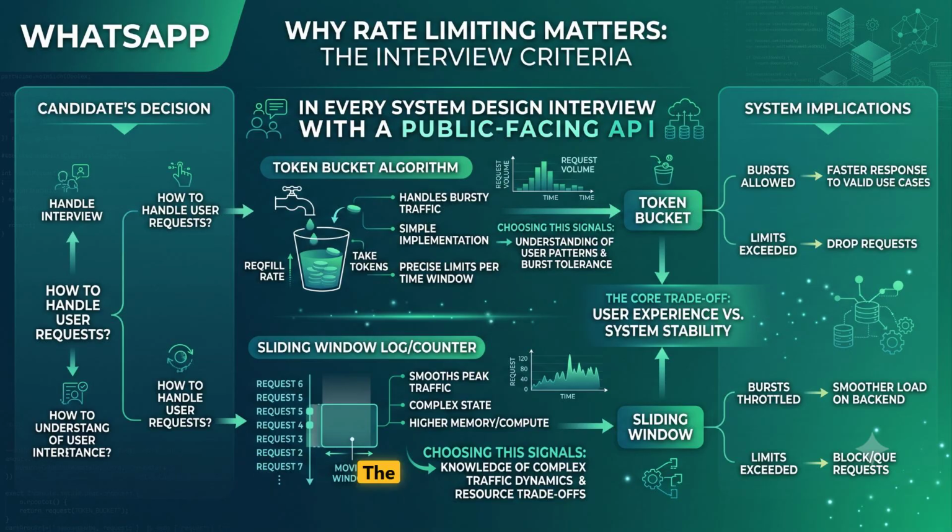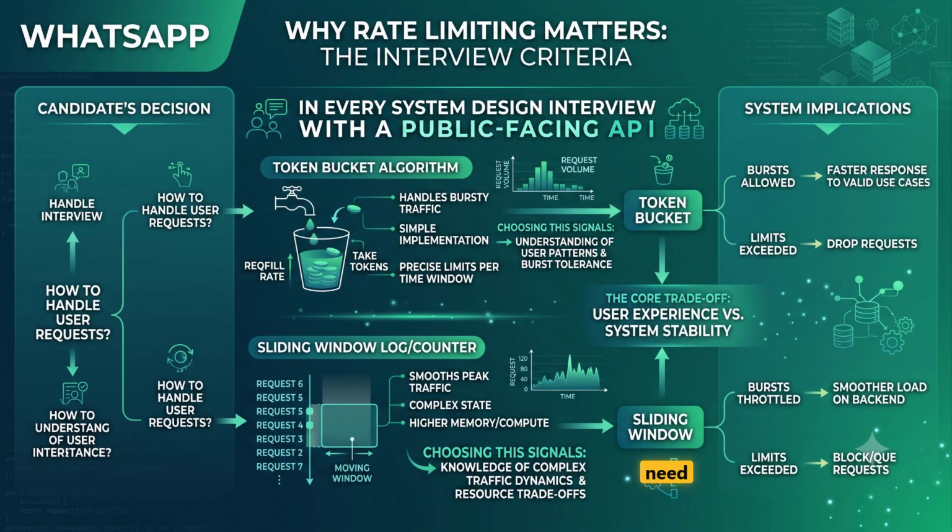The absolute biggest mistake engineers make is just blurting out token bucket without considering why it's better than simple fixed window. Most candidates memorize algorithms but completely miss the core trade-off shown right in the middle. User experience versus system stability. Now trace the top path across the screen through that token bucket diagram.